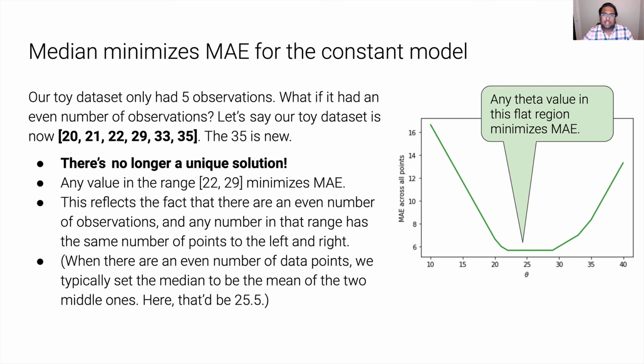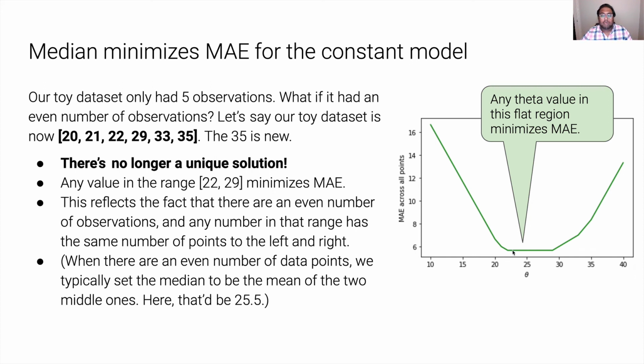Now, one thing to note is that our toy data set only had 5 observations, and so there's only one median or middle value. It's the third value if you arrange the values in increasing order. But let's say we had an even number of observations. So let's say our toy data set was 20, 21, 22, 29, 33, and 35. And so we've added this 35 here. And so the graph of our mean absolute error is now shown to the right.